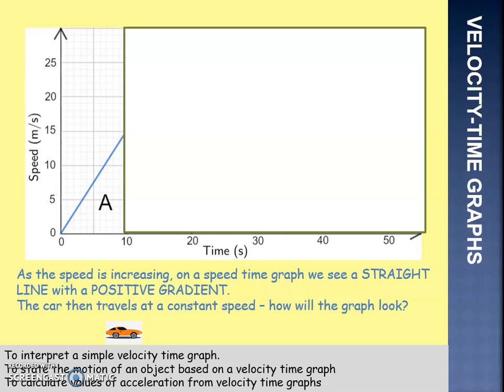Okay, so when it's accelerating, the speed's increasing, so the speed is going up over the time taken. So what we'd see there is a straight line with a positive gradient. So it's going up incrementally, speed is increasing over the time taken. Once it reaches 15 meters per second, for around 20 seconds, the car will then travel at a constant speed. How will the line look at that point? Pause the video and attempt that.